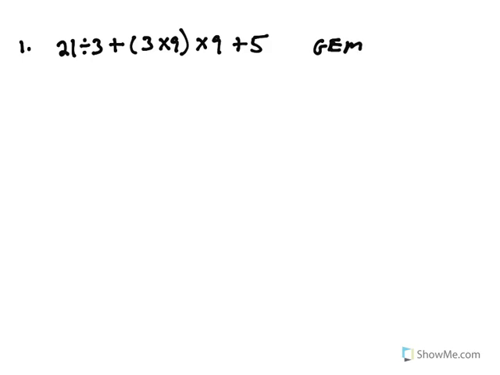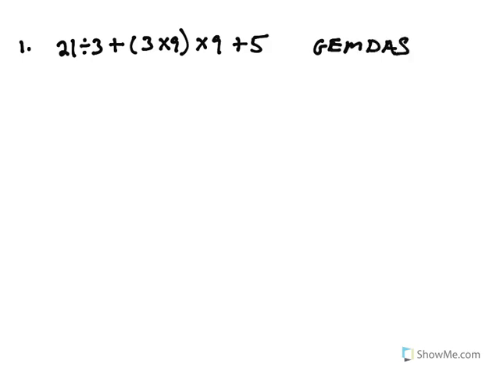Okay, so let's do our first example, all right, on the next slide. Okay, so we have 21 divided by 3 plus 3 times 9 in parentheses times 9 plus 5. And you're probably saying, oh my God, that's a lot. But it's not bad. All right, and we'll write down GEMDAS here as a reference, okay?